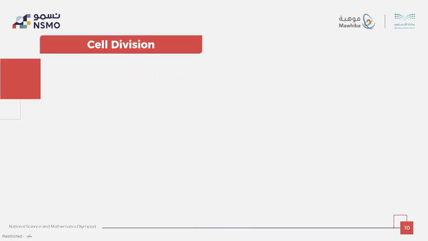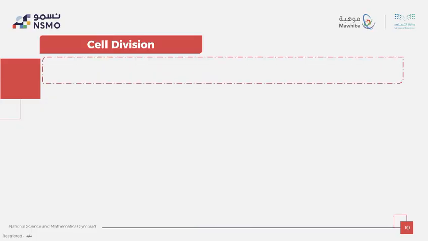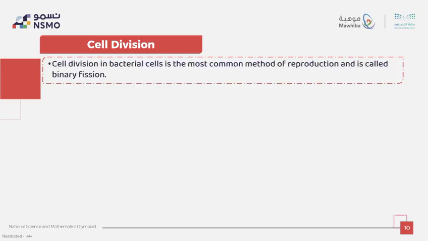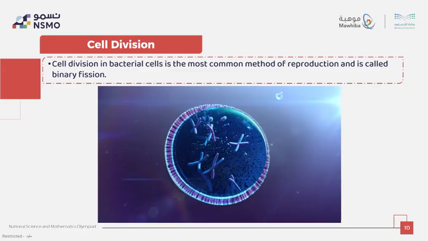We start cell division by taking the first type, which is binary fission. This type happens mostly in bacteria because it's simpler and faster. Okay, look at this clip. In this clip, we'll see a bacterial cell dividing into two identical cells. And this allows bacteria to reproduce extremely fast when conditions are favorable.